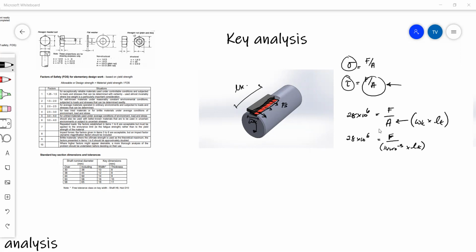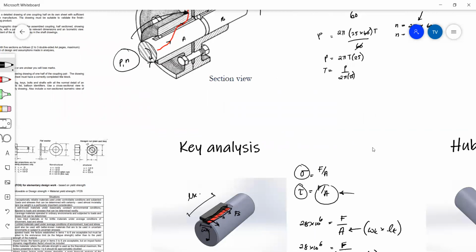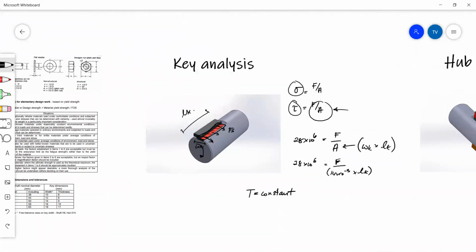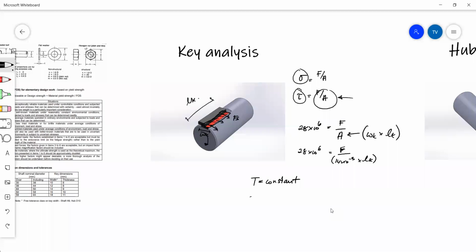Now for this whole assignment, we're trying to transfer the torque. Basically, we're trying to transfer the power from shaft A to shaft B, which means our torque has to be the same in shaft A and shaft B. So our torque is a constant. Once you do your torque analysis and you identify the torque that you need to transfer, the torque will be constant. And we've already said the torque is equal to force times distance. So if torque is constant, what's the relationship between force and distance?